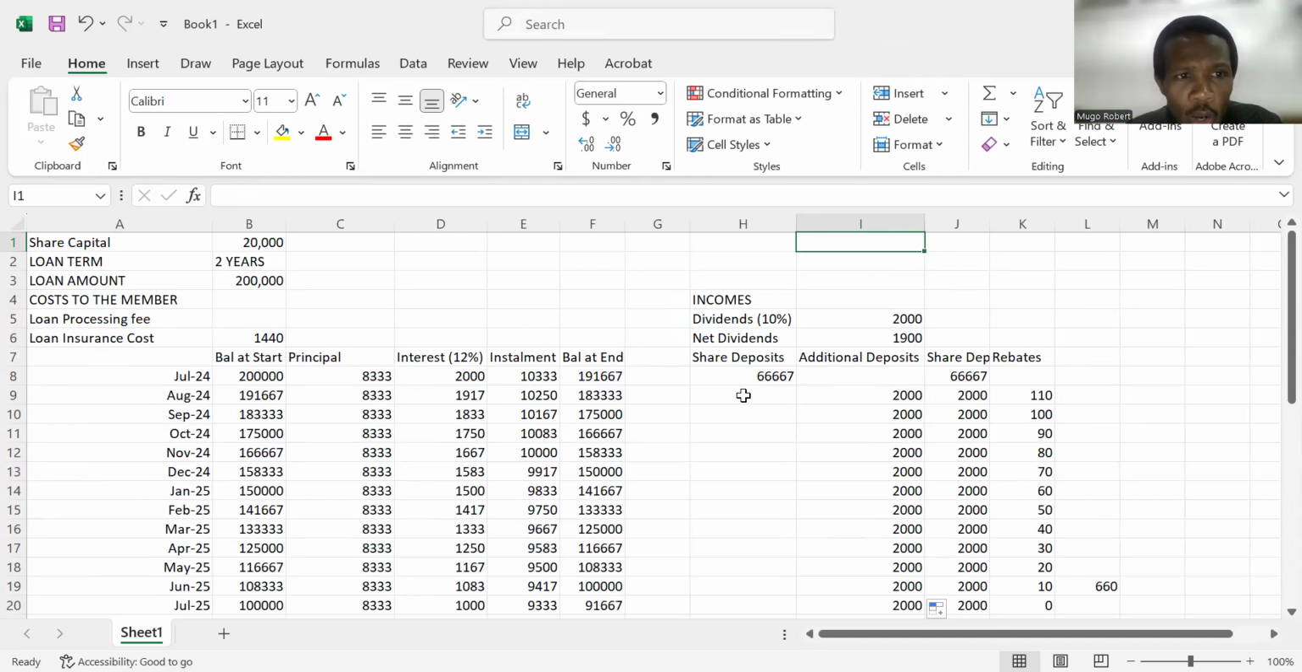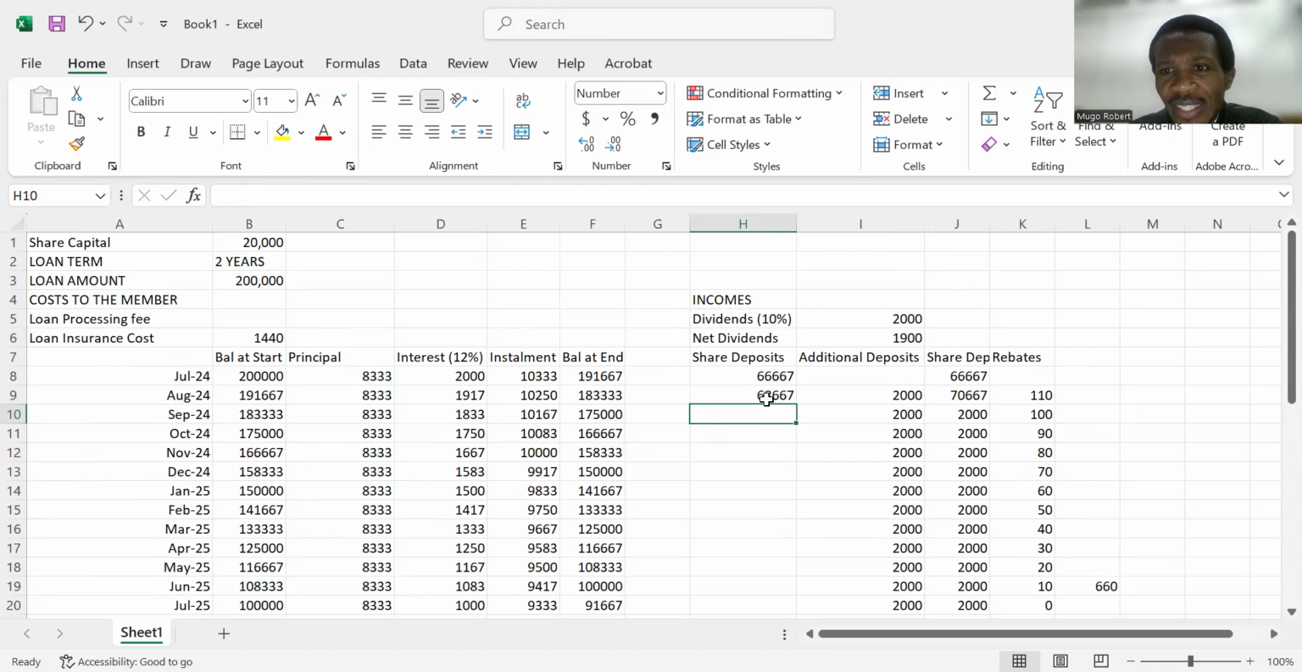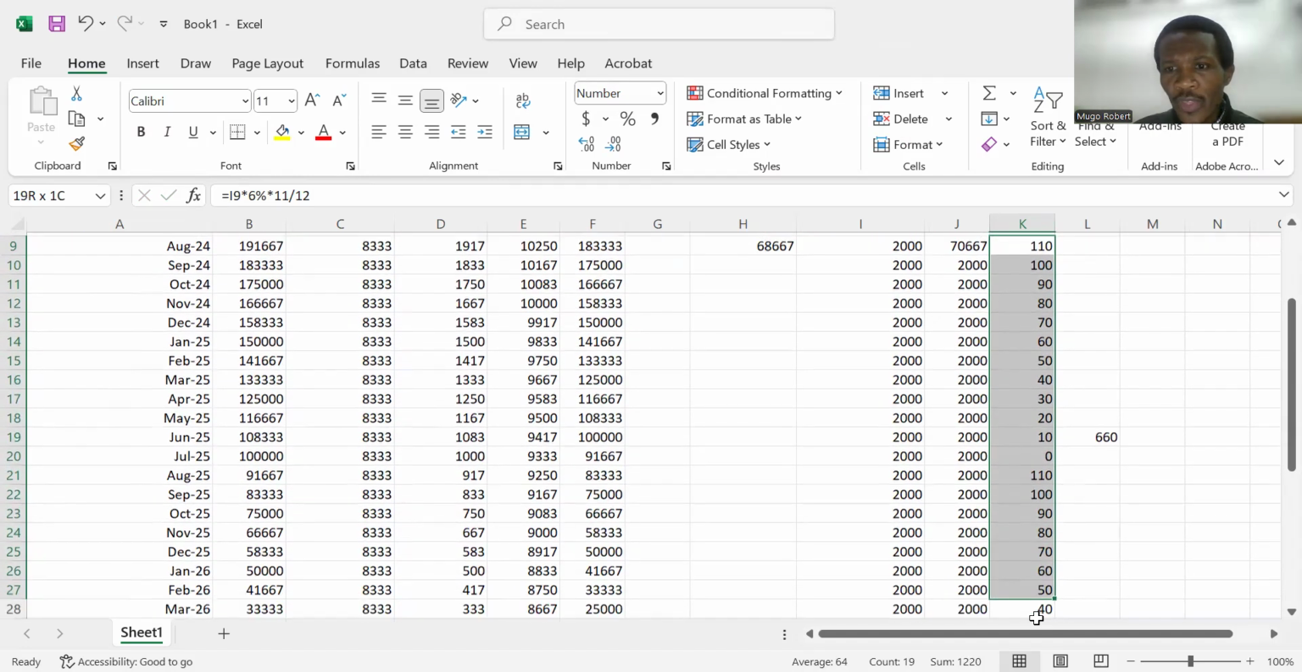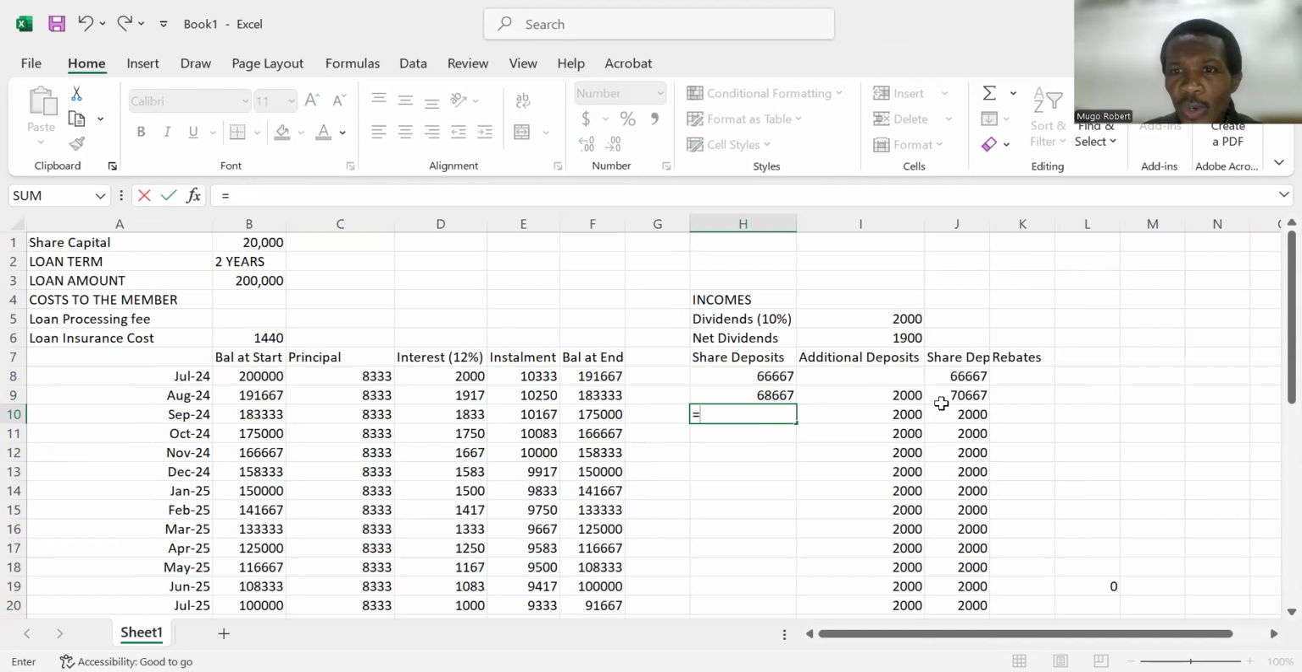So the deposit at August 2024 will be the deposit at the end of July plus the deposits that were made in August. So at August, our deposit is 66,887. Let me remove this formula so that we can do it all together. So deposits will keep on growing. So for September, it will be the deposit for the end of August, plus the deposits made in September.